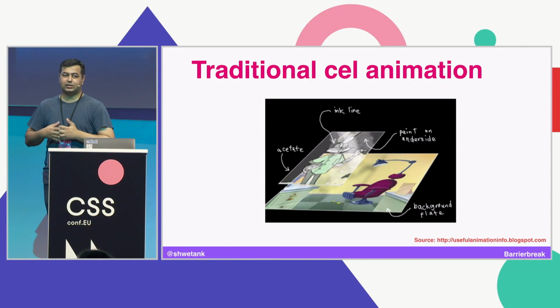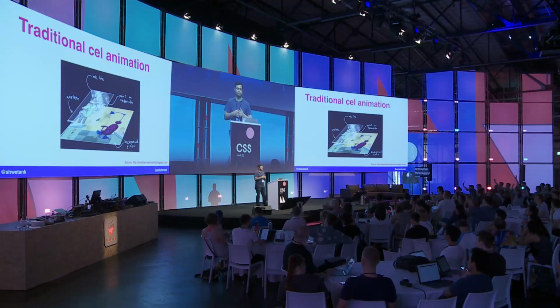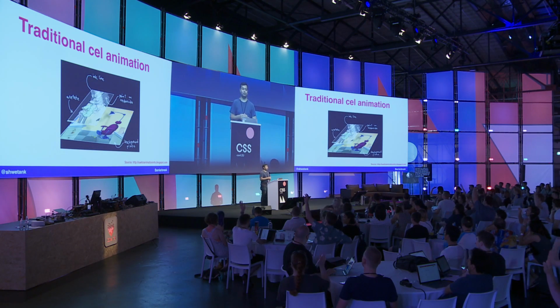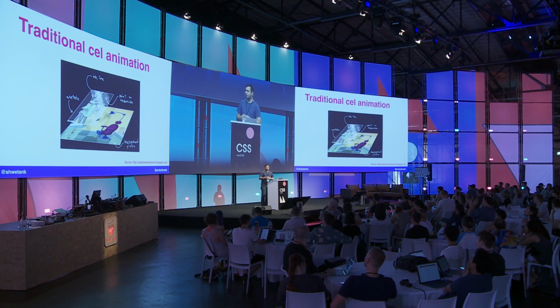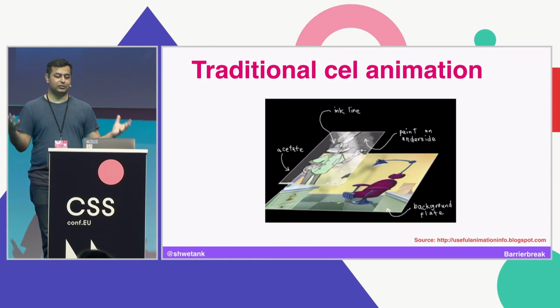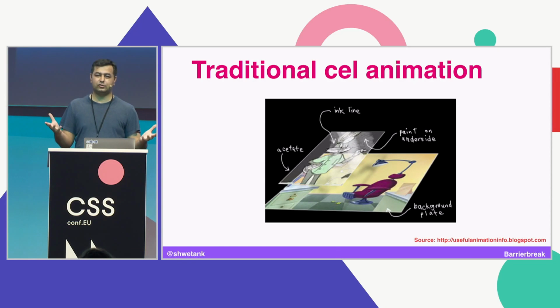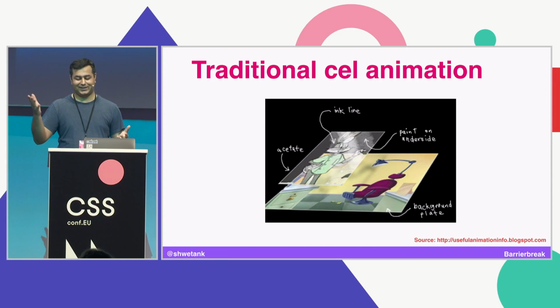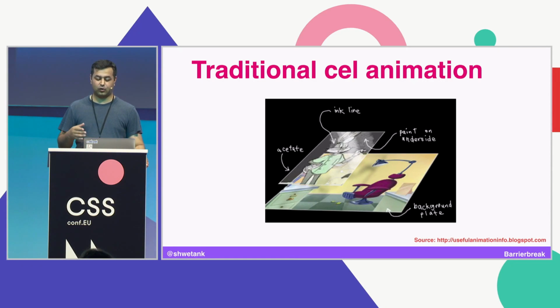How many people watched Looney Tunes when they were a child? Everyone. Wow, everyone. So all these kind of cartoons actually use something called cell animation. Cell stood for cellulose, celluloid. And the reason why is because these were basically transparent sheets.